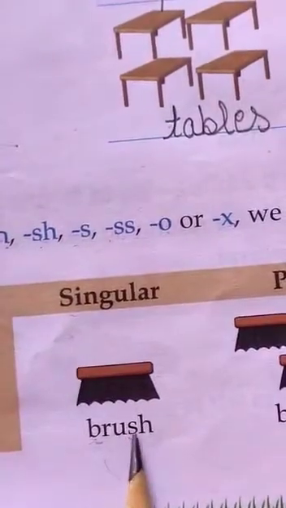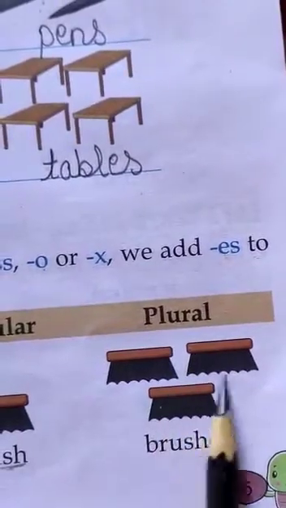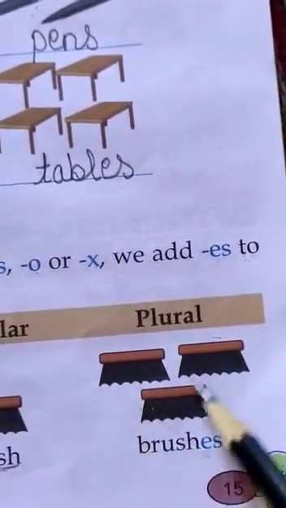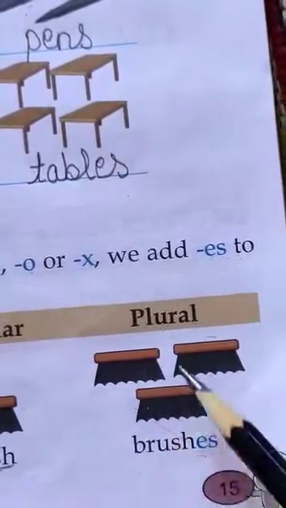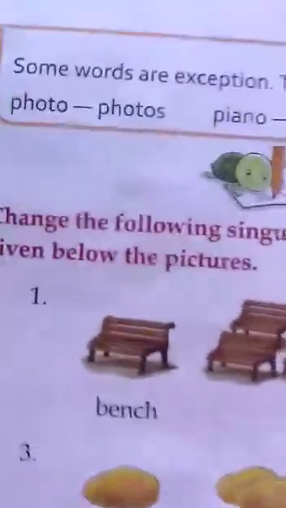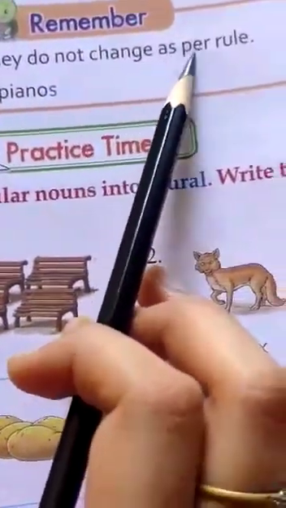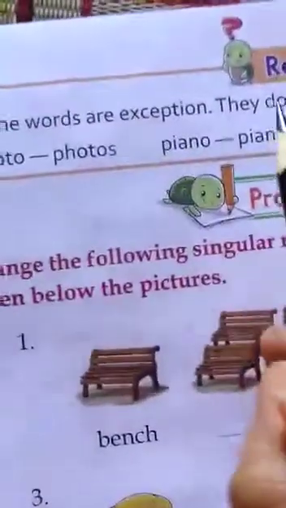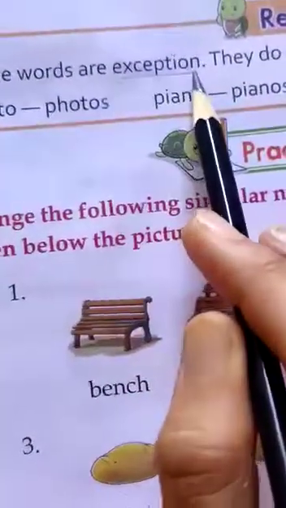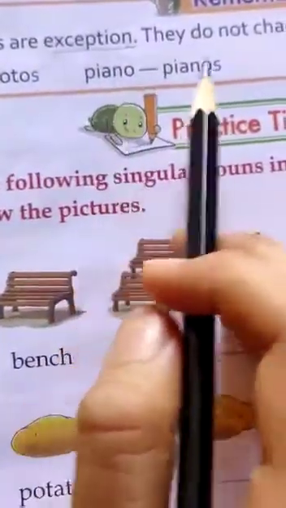This is brush and it ends with sh, so we will add es and it will become brushes. You can see there are 3 brushes, so we will make it plural form as brushes and we will use es in this. Some words are exceptions, they do not change as per the rule. Exception means those that do not change according to the rule. Some exceptions are photo, which becomes photos, and piano, which becomes pianos.